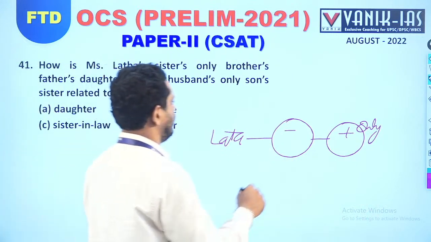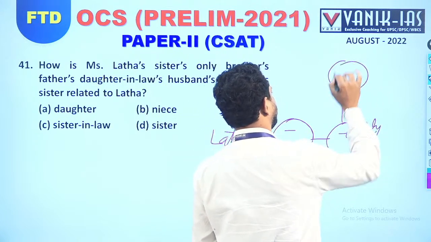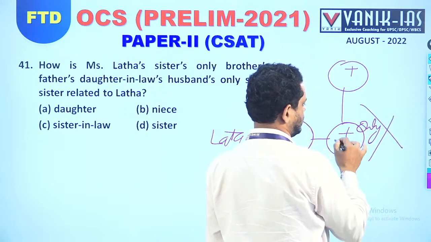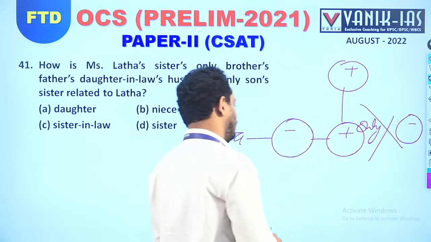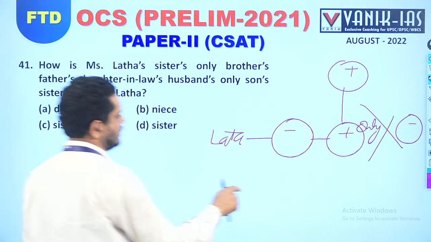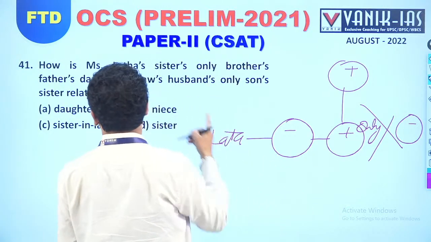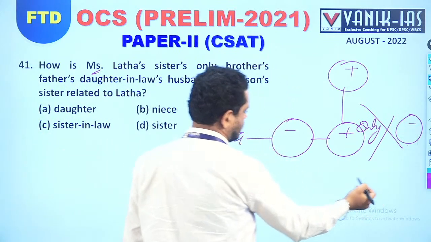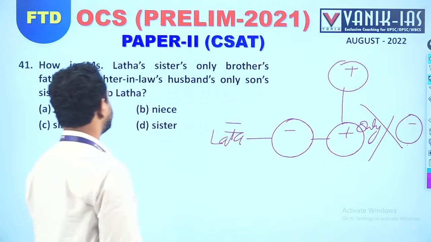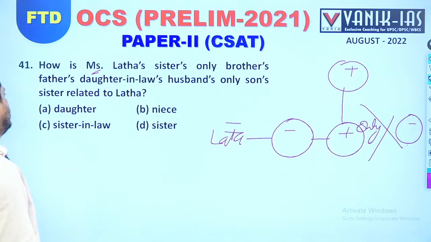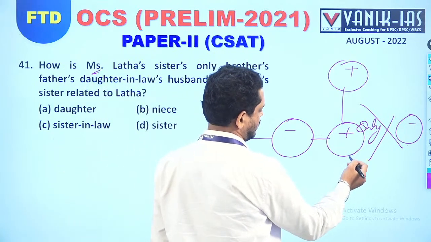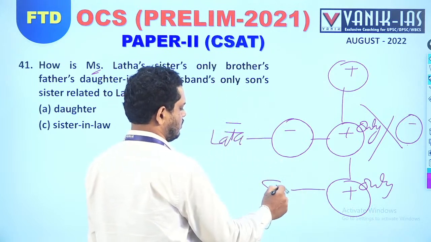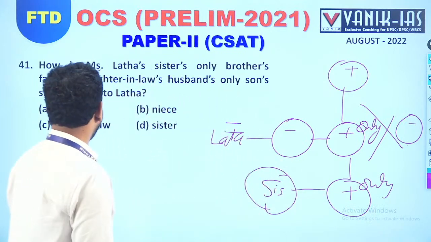brother's father's daughter-in-law, only brother's father's daughter-in-law, it means the wife of this brother, it becomes daughter-in-law. Daughter-in-law's husband means his brother, his or her, miss has written, it means this is minus her brother. So this person is wife of this person. Husband's only son's sister is related to Latha.